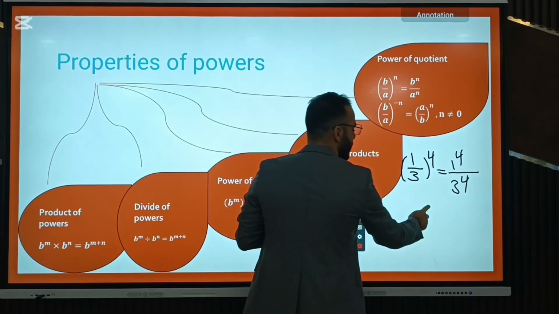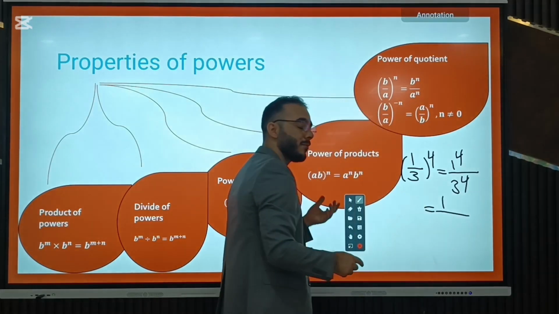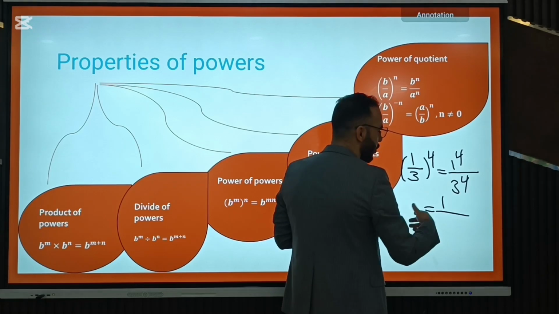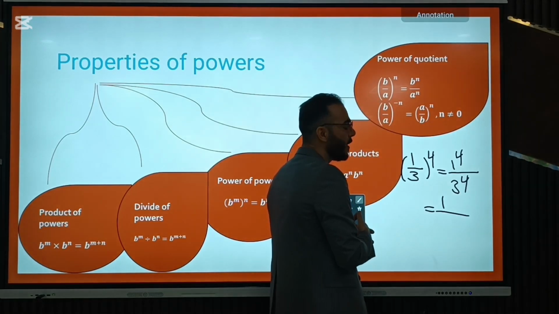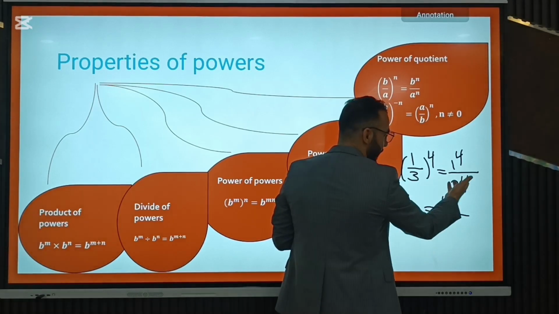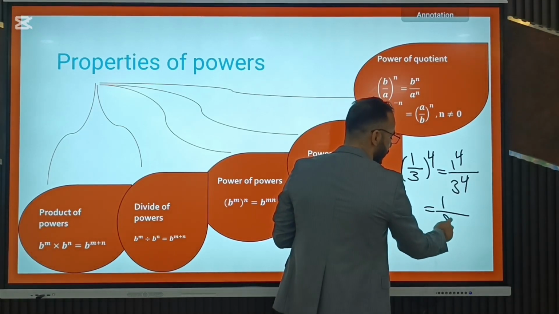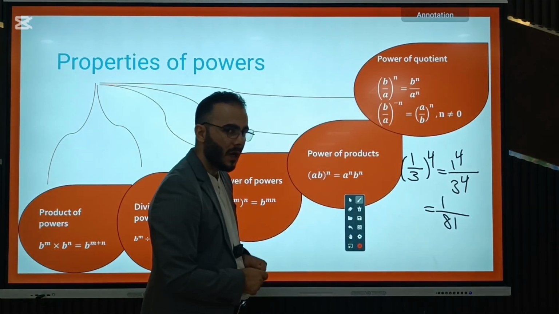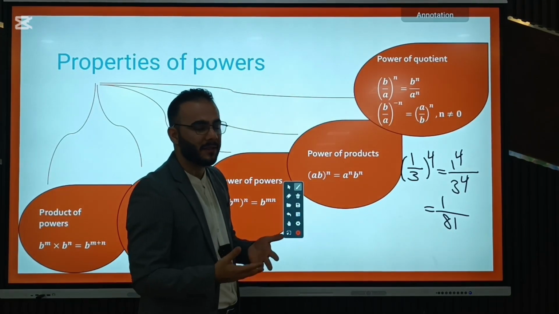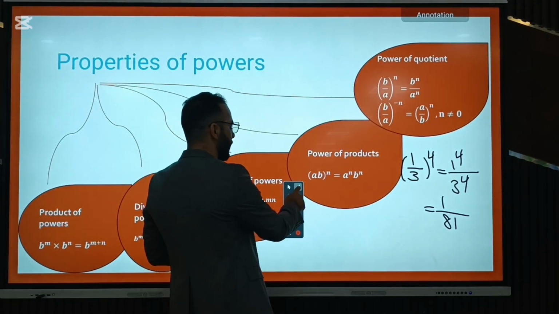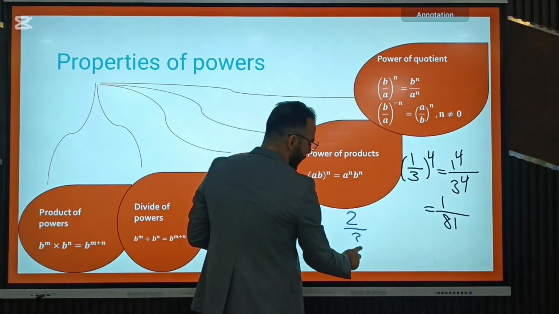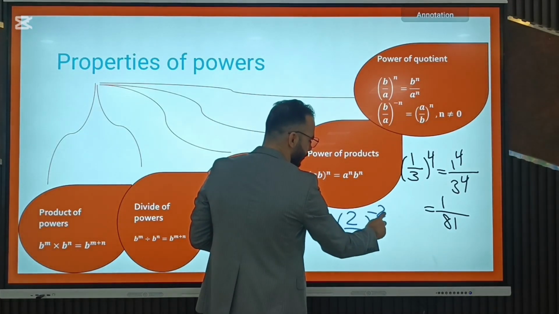1 to the power of 4 is 1, because 1 powered by any number is 1. And 3 to the power of 4, you may just leave it as 3 to the power of 4, depending on the title of the question, or you can find that it is equal to 81. Okay? You might ask me, what if the exponent was negative? Perfect question. I love this kind of question. Let's say, what if we have 2 over 3 powered by negative 2?